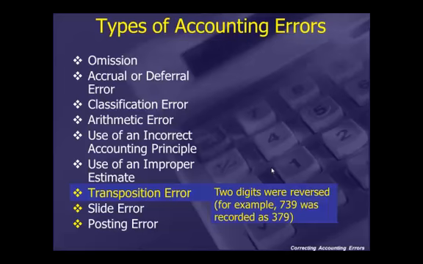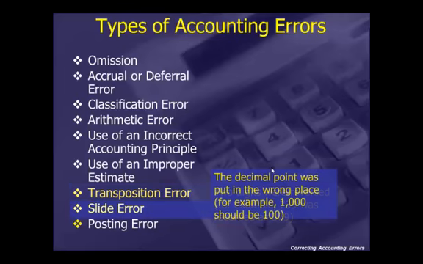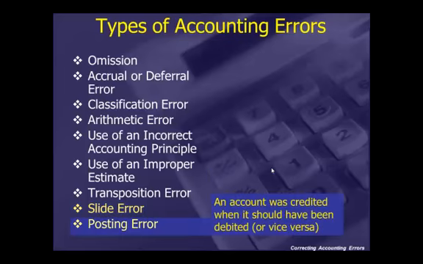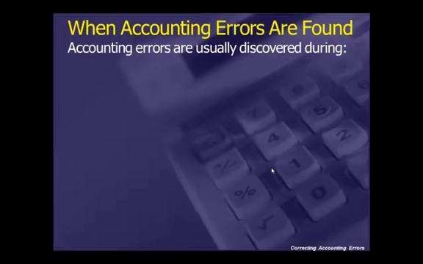For example, 739 was recorded as 379. You have the digits 7 and 3 transposed. A slide error, the decimal point was put in the wrong place. For example, 1,000 should be 100. Posting error, an account was credited when it should have been debited, or debited when it should have been credited.